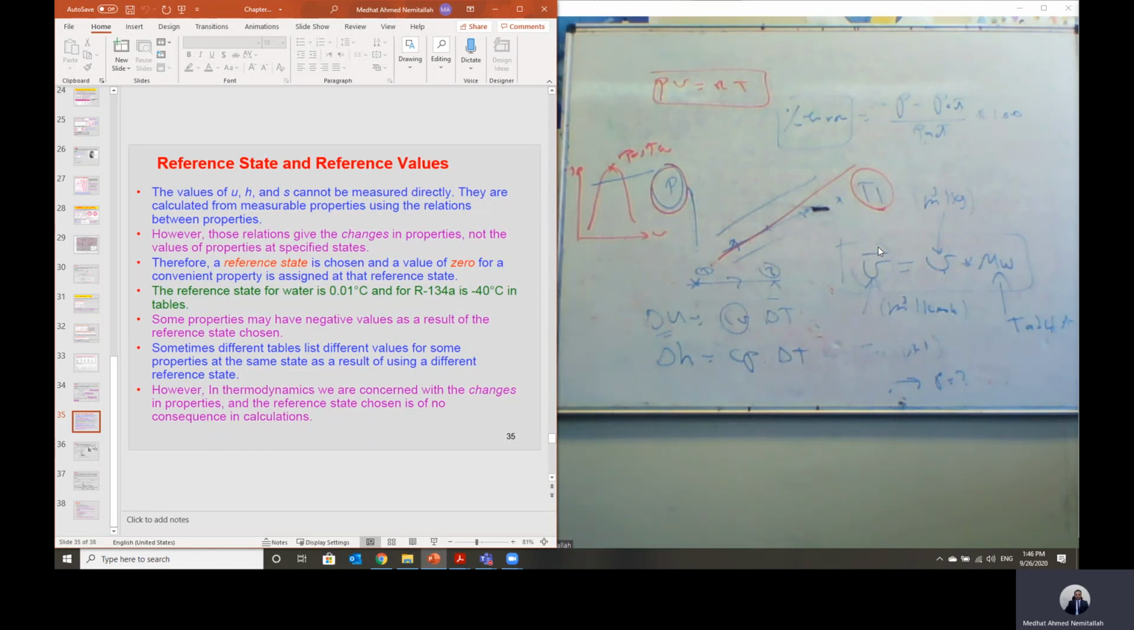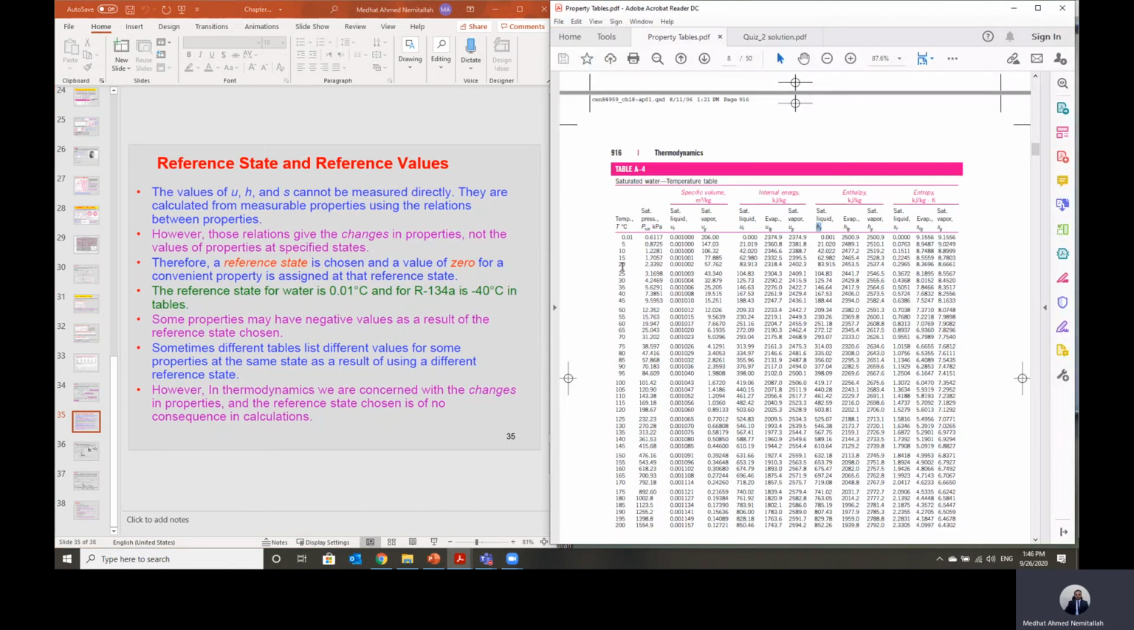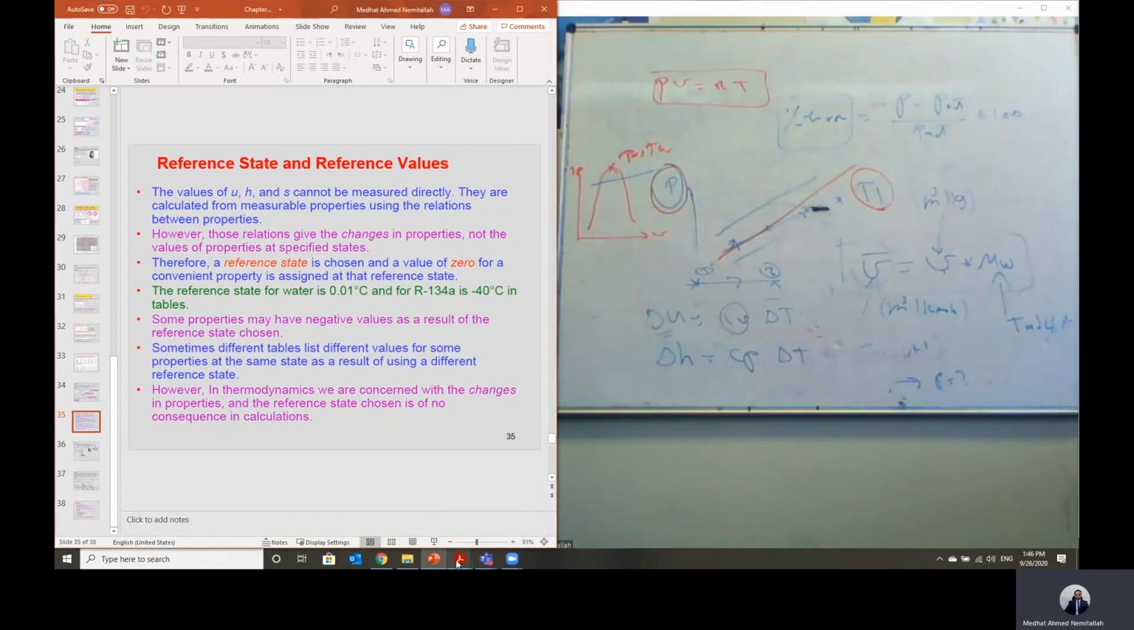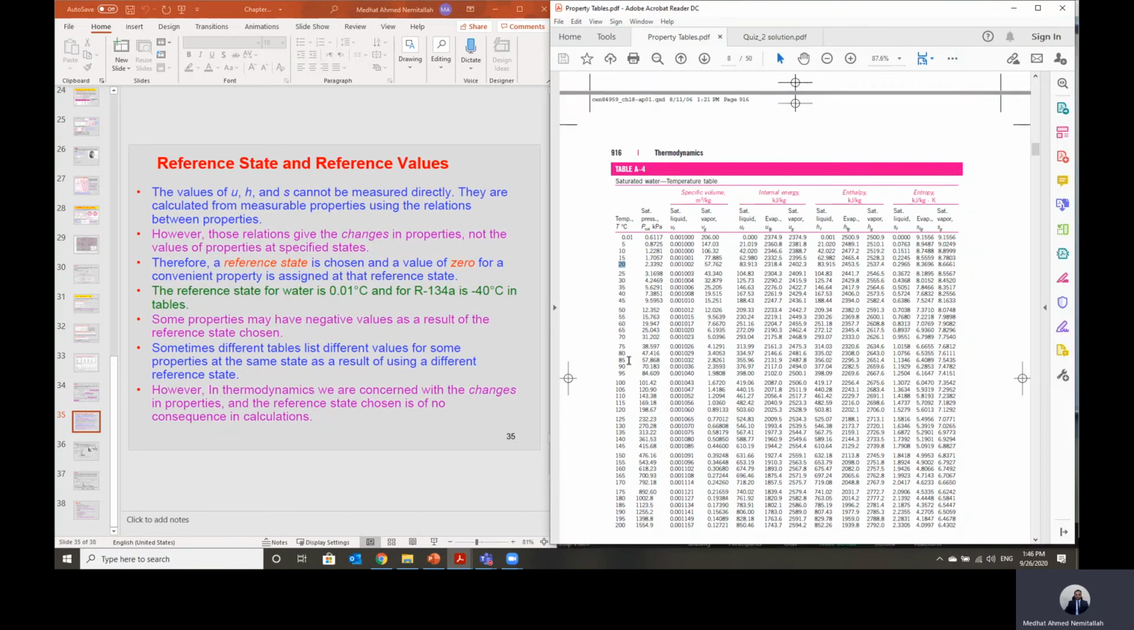So if we look at the table here, you will find that at a given temperature, or at a given state, the values of U, H and the entropy are given. That means we have to have a reference point. As long as we don't have a relation that gives us the value of internal energy or enthalpy or entropy at a given state, in this case we have to have a reference point at which we can assign a value of 0 for all of these parameters. And this reference point is based on the third law of thermodynamics.